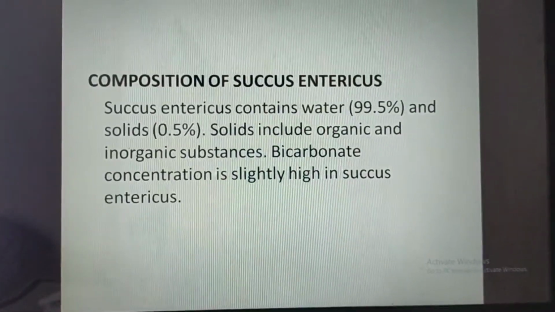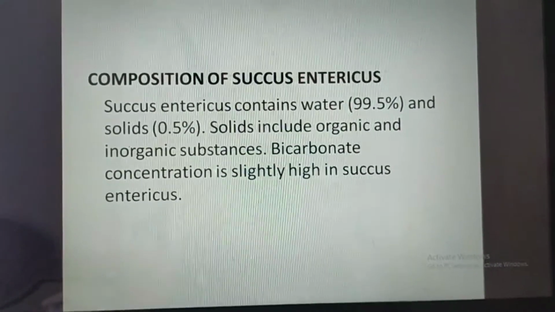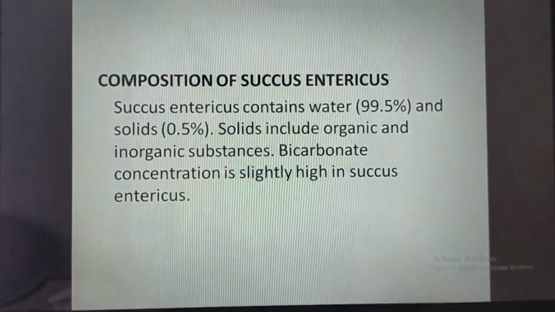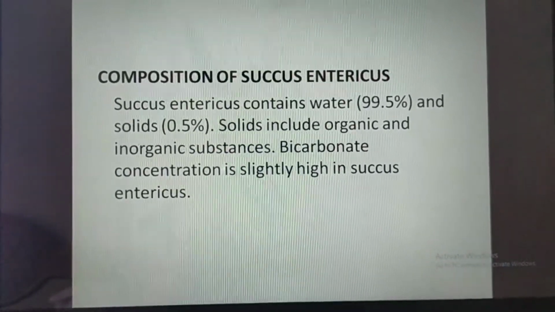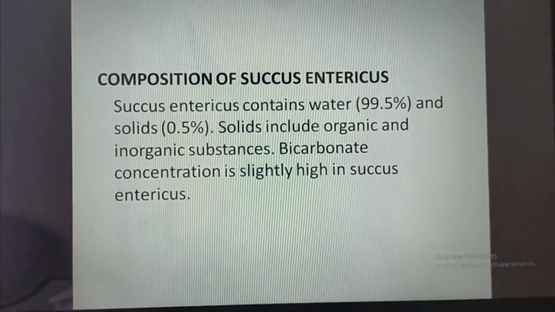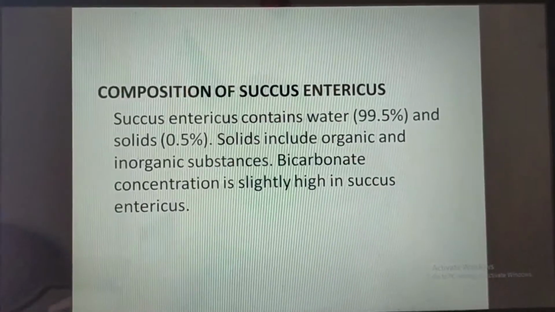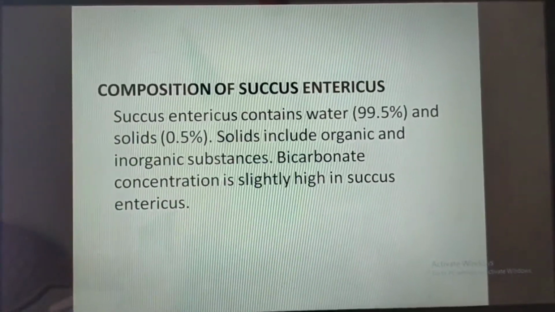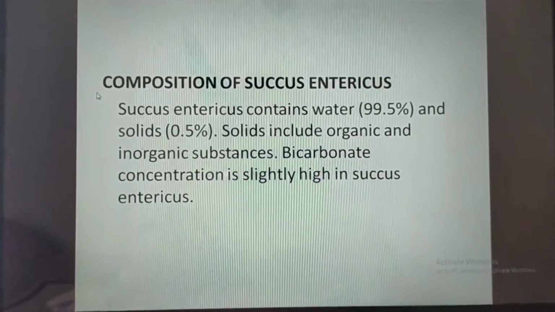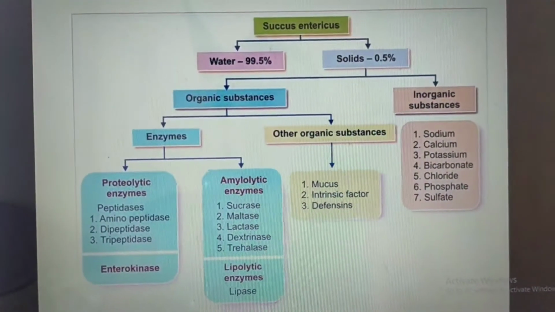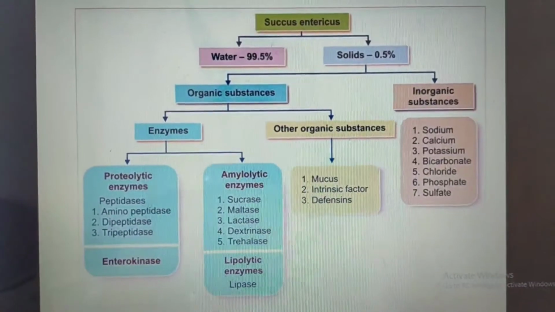Composition of succus entericus. Succus entericus contains water, which is 99.5%, and solids, which are 0.5%. Solids include organic and inorganic substances. Bicarbonate concentration is slightly high in succus entericus. So through this chart we can see the organic and inorganic substances.